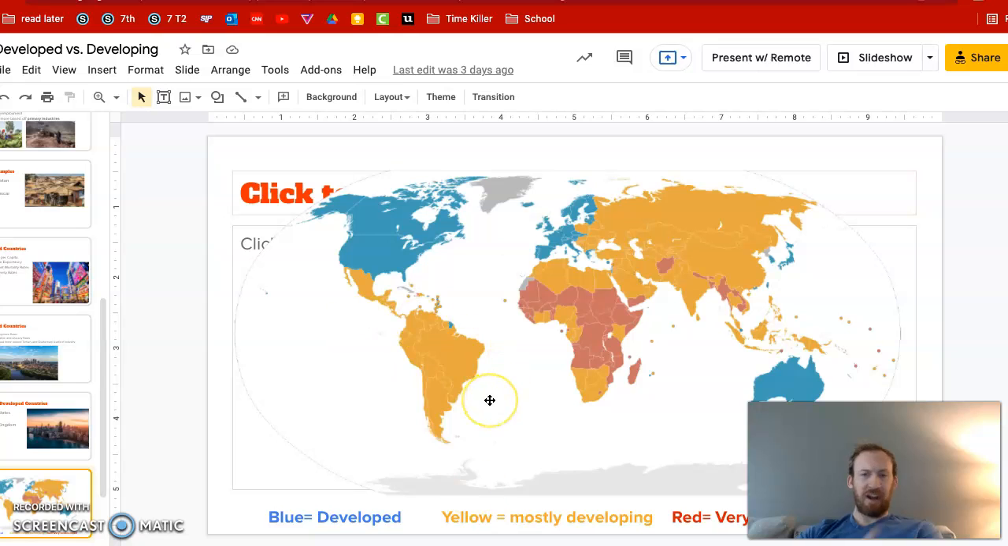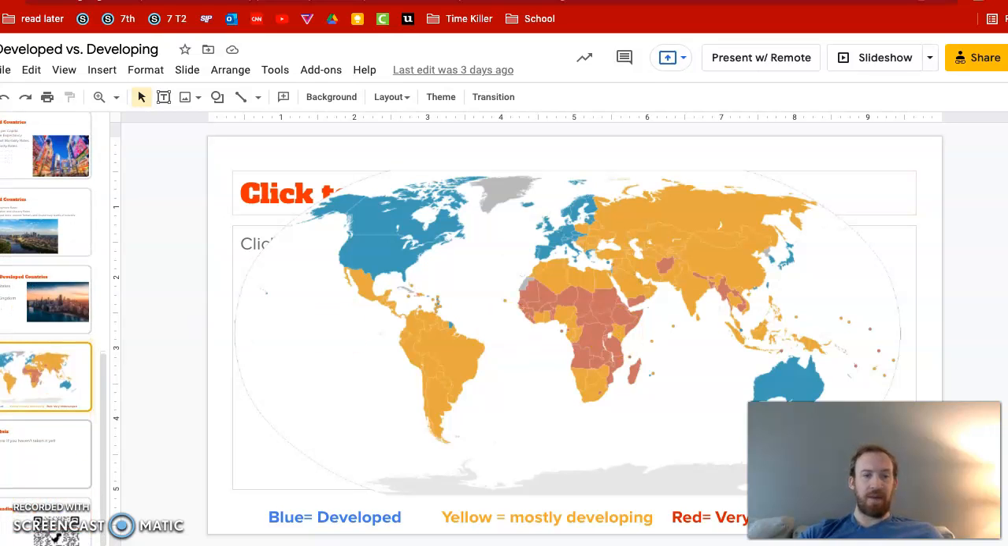Yellow countries are kind of the in-between ones. They're almost developed, but not quite. So you got almost all of South America, Mexico, huge swaths of Europe. Some of Africa. The red countries are the least developed, so the most developing. So you mainly find those in Africa. These are going to be countries that can be beautiful, they can have awesome cultures and stuff, but economically they are struggling.